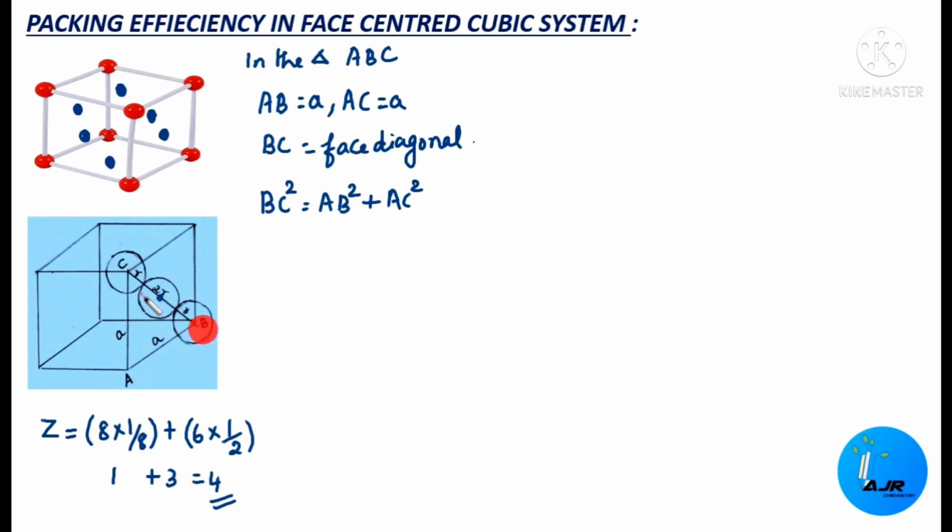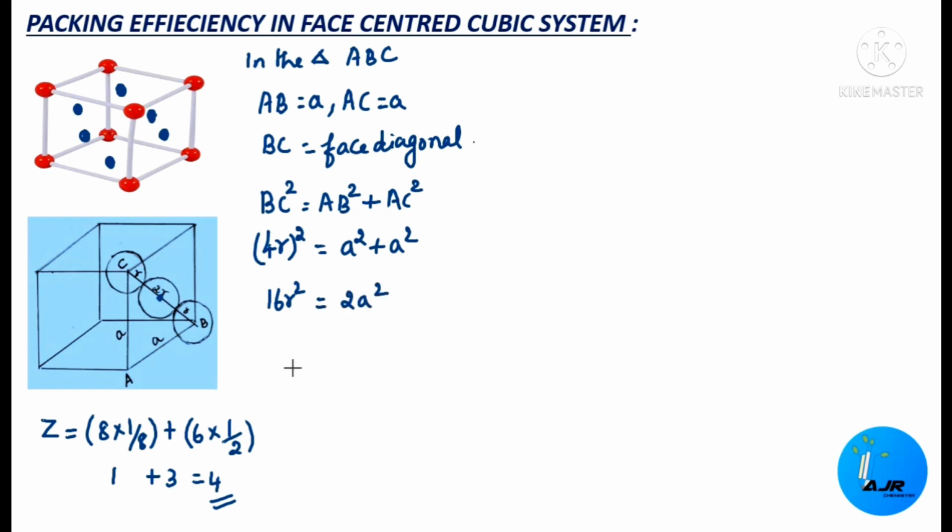Now we are going to substitute the values. What is BC, what is AB, and what is AC? What is BC? Here R plus 2R plus R, so totally 4R, is it not? So 4R the whole square is equal to AB, which is A, so A square. What is AC? It is again A. So A square plus A square. This becomes 16R square, that's equal to 2A square.